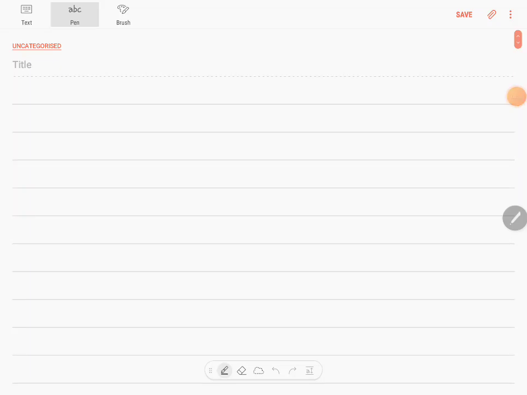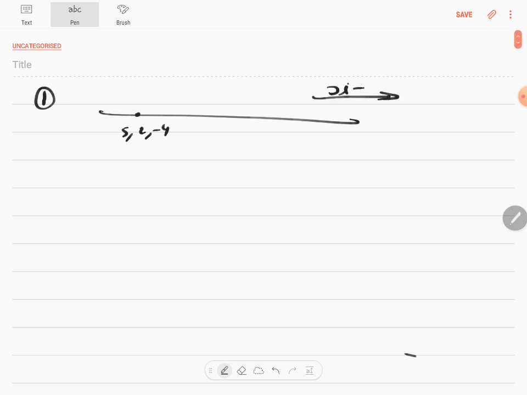So 3D, let's do some extra questions. For the first question, find the vector and the Cartesian equation of the line through the point (5, 2, -4), which is parallel to the vector 3i plus 2j minus 8k.